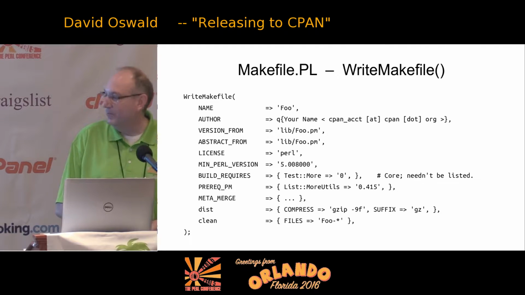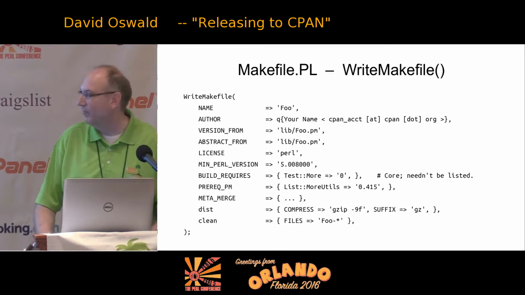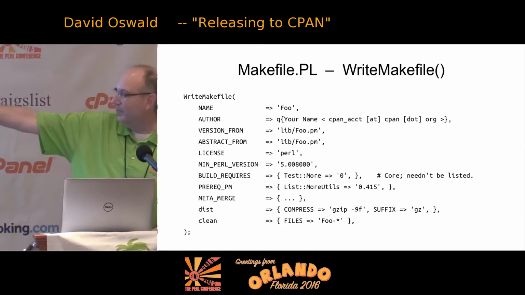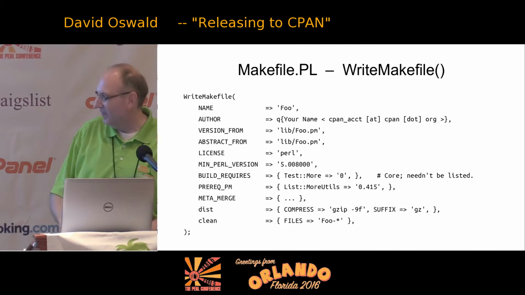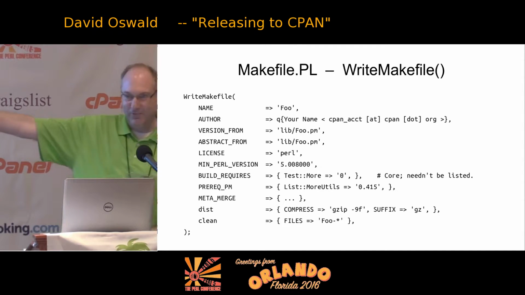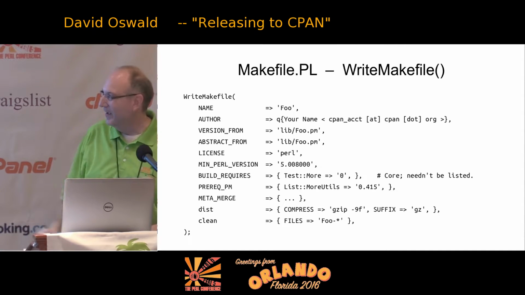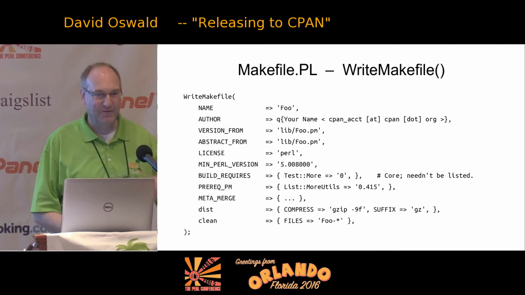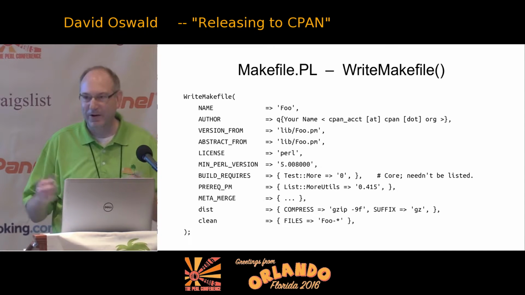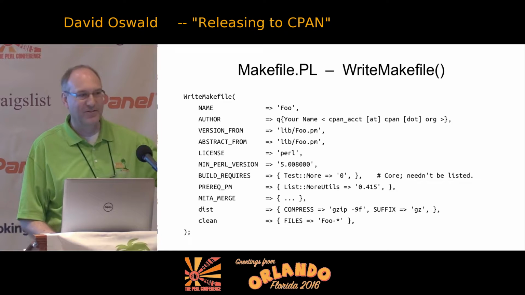Then there's a field that we sometimes pass in called META_MERGE. That's becoming more common nowadays than it used to be, and I'll go over that in a minute. And then we give a couple other targets, dist and clean. The dist target tells Makefile, which will then tell make, how to bundle up the distribution. And clean tells how to clean all the junk out of the distribution left over from, say, running tests or from the bundling process. Any questions so far?